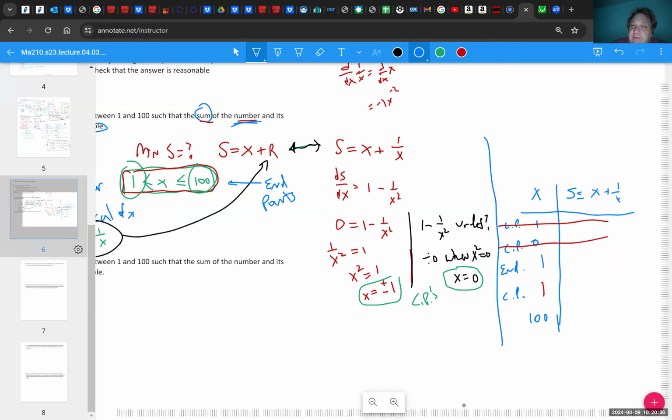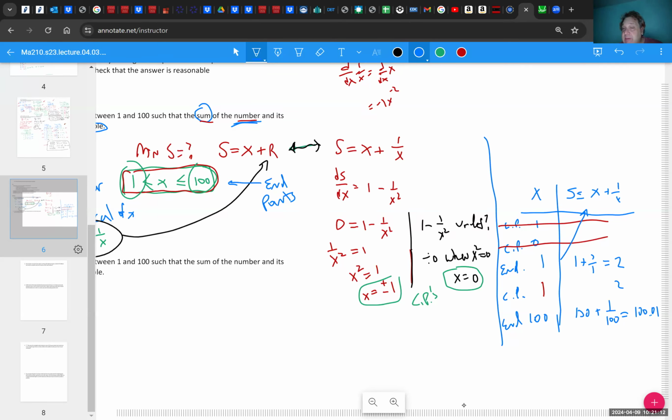So if I plug 1 into this equation, remember my equation is x plus 1 over x. So we have 1 plus 1 over 1, which is equal to 2. And when I plug in 100, this is an endpoint over here, I get 100 plus 1 over 100, which is 100.01. Well, 1 is the same number here, right? So we get the same value. We get 2 at one endpoint, 2 at the critical point, and 100.01 at the other endpoint.